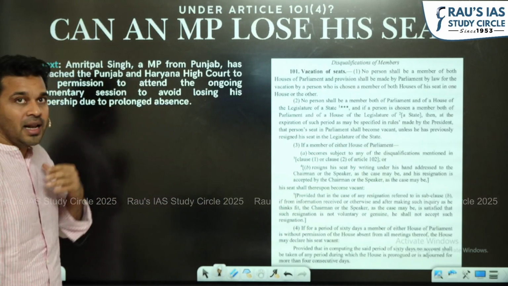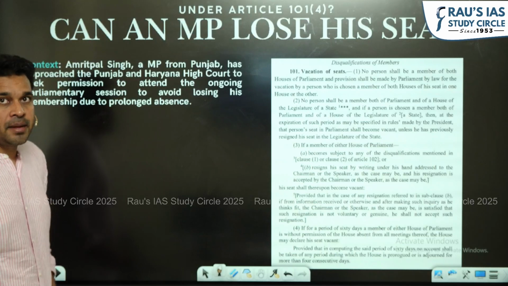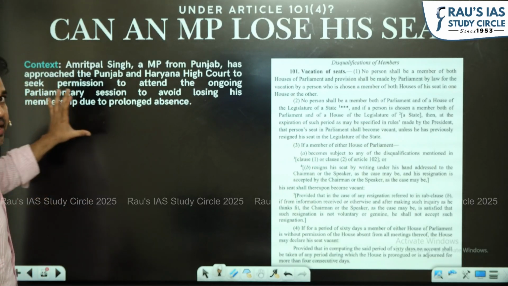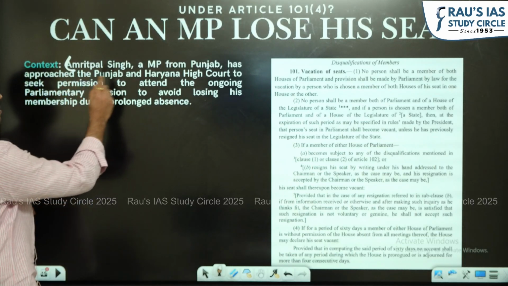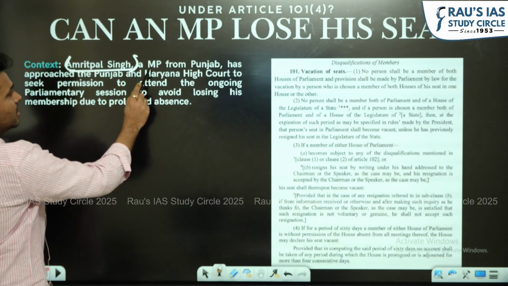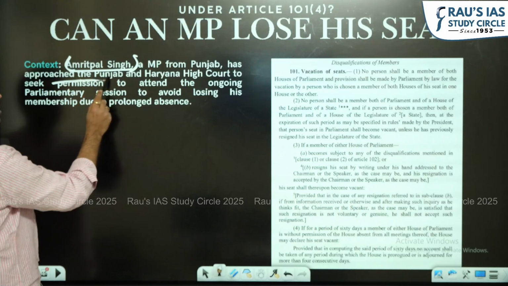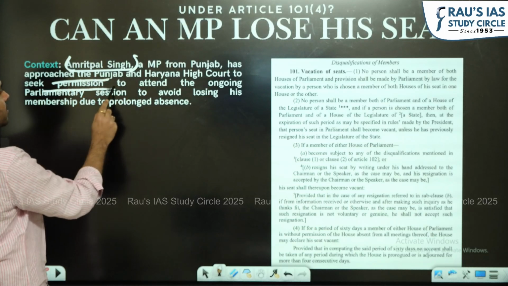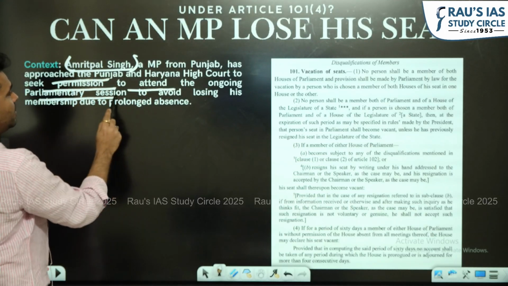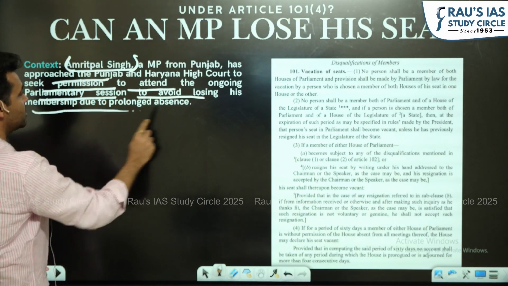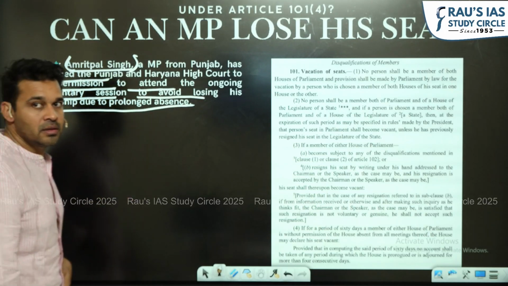So this is the last news for today. Can an MP lose his seat? And why it has come into news is because of an MP from Punjab, Amritpal Singh. The MP from Punjab has approached the Punjab and Haryana High Court to seek permission to attend the ongoing parliamentary session to avoid losing his membership due to prolonged absence.